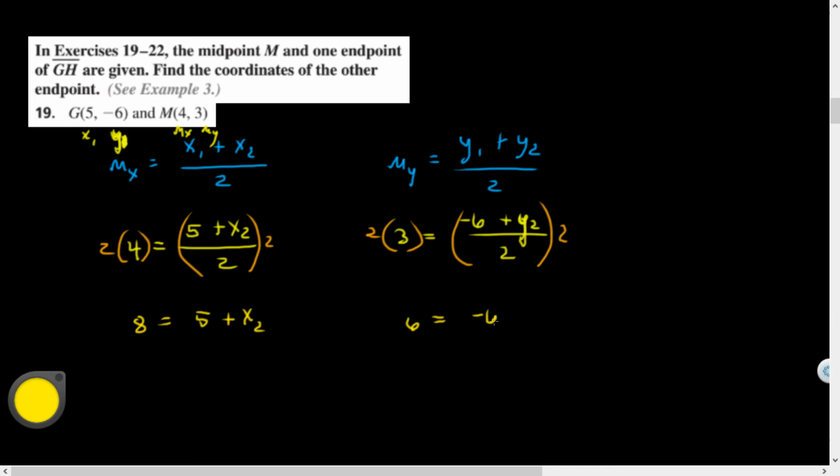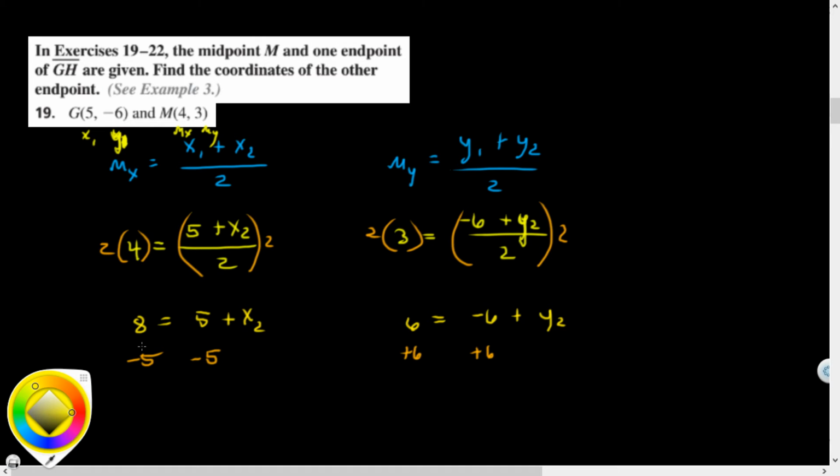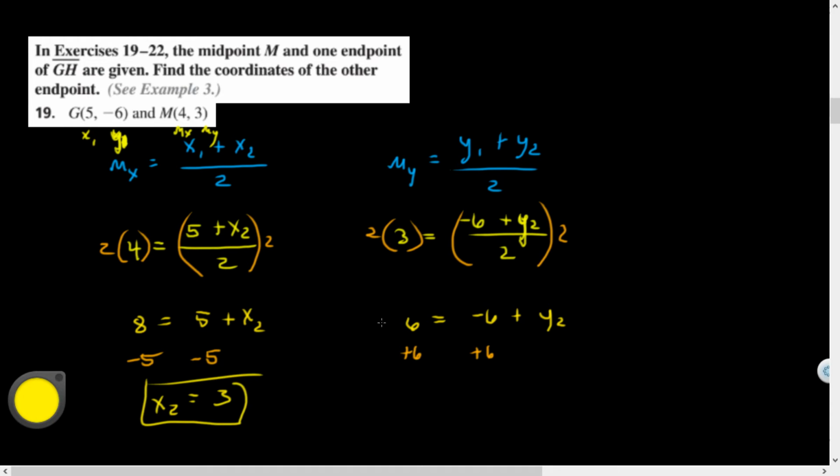6 equals -6 plus y2. And now in order to solve, I'll just subtract 5 from both sides. And over here, I'm doing some simultaneous solving. Yeah, you guys saw this coming from a mile away. So x2 is equal to 3, and y2 is equal to 12.